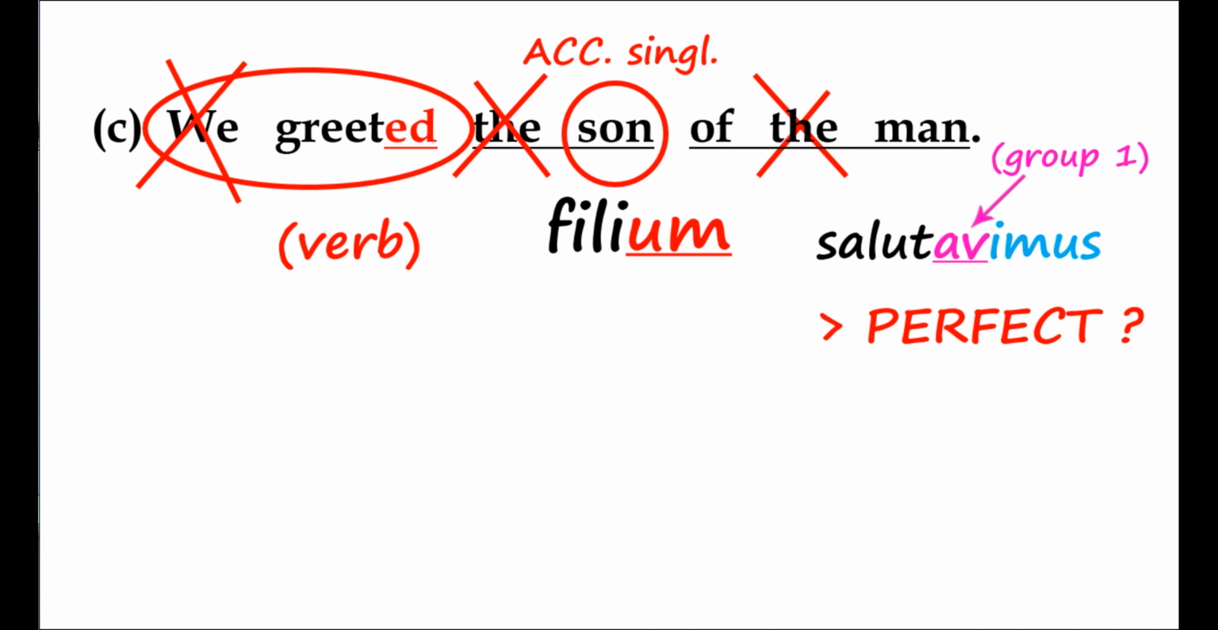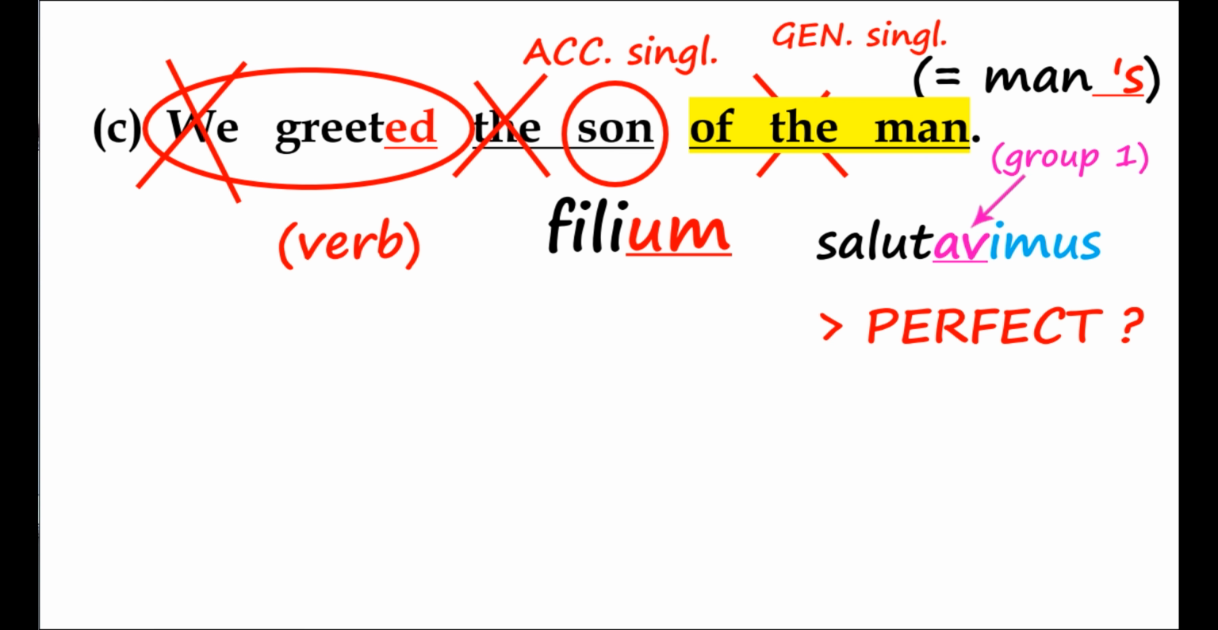And then we've got an extra element. What have we got? Of the man. So it's the man's son. The man's, apostrophe S, son. The man's son is who we greeted. So the son we've done, but he belongs to the man. So which case is that? Well, of is always translated with the genitive, and so is the apostrophe S if you decided to do it in the man's son. So it must be the genitive of the man.